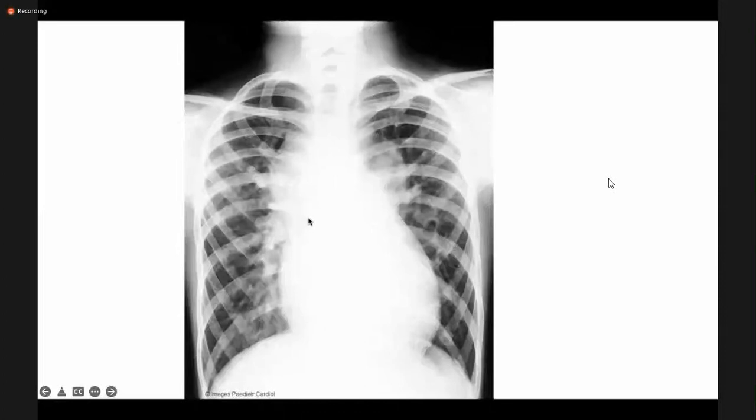So there's a condition called TAPVD. In that condition, we call this the snowman appearance. So in total anomalous pulmonary venous drainage, the pulmonary veins will not open into the left atrium. Instead, they will open elsewhere. So you will see a figure of 8 or snowman appearance in that heart condition.